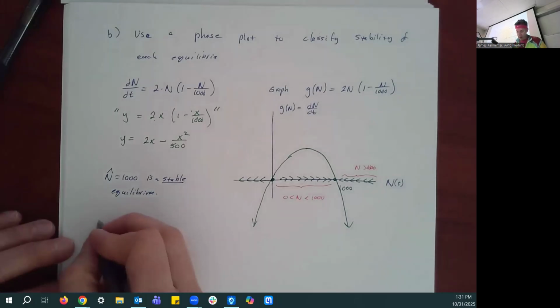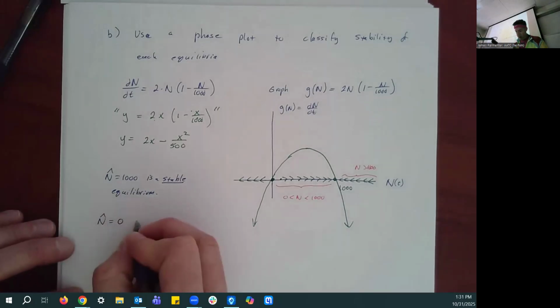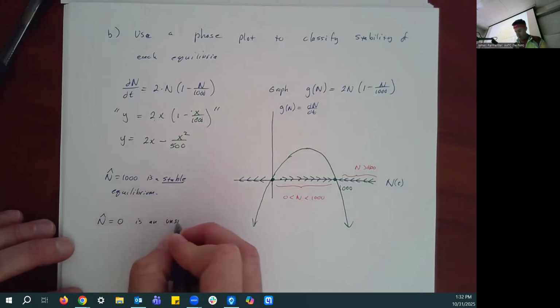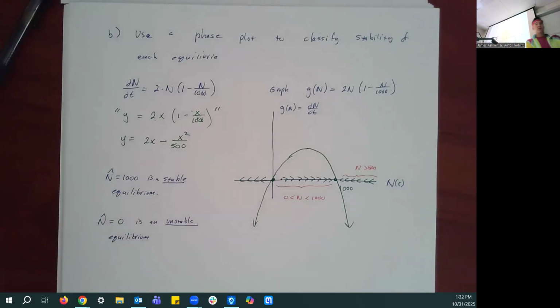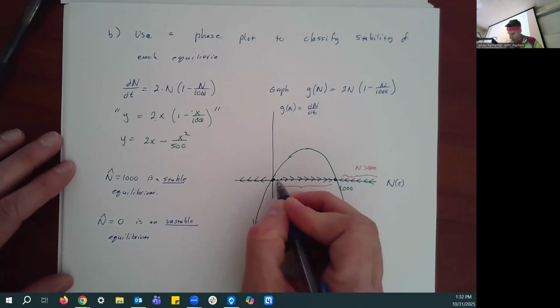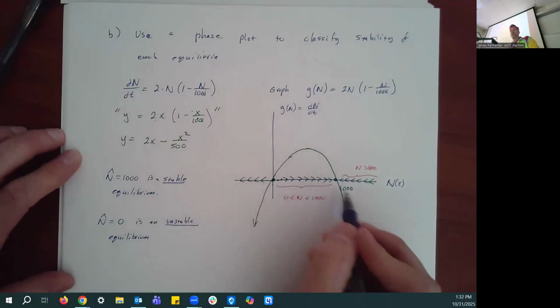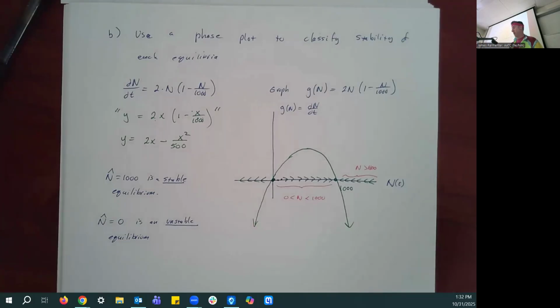On the other hand, n hat equal to 0 is an unstable equilibrium. 0 squirrels is an unstable amount, because if you have even a few squirrels, they're not going to make fewer squirrels towards 0, they're going to start making more squirrels towards 1,000. So even if you start way over here at like 5 squirrels, you're going to start moving towards 1,000 squirrels. Now it might take some time, but we're just worried about where we end up eventually. So in general, if the arrows point towards your equilibrium, it's stable. If your arrows point away from it, it's an unstable equilibrium. That's the whole deal.